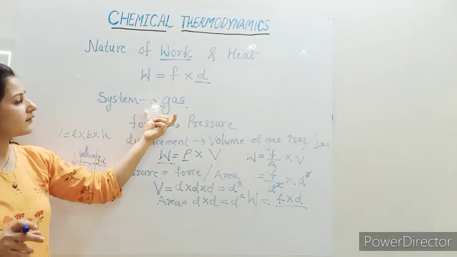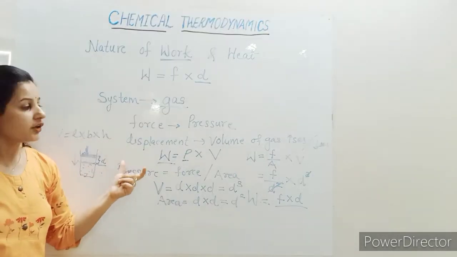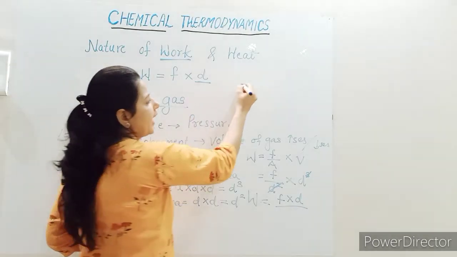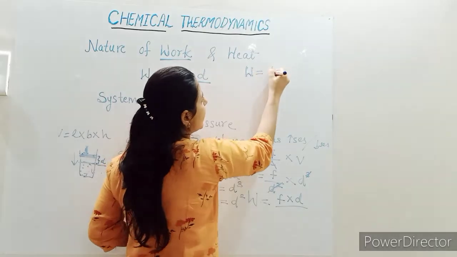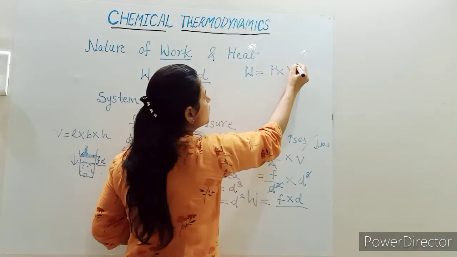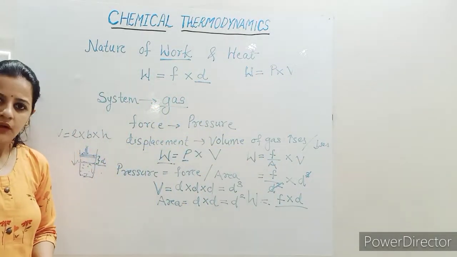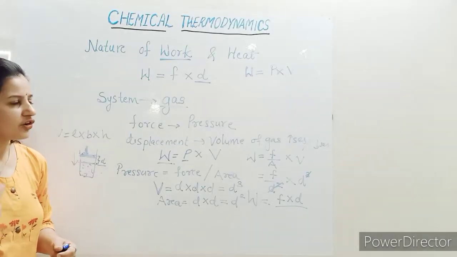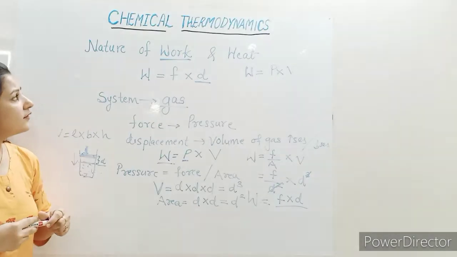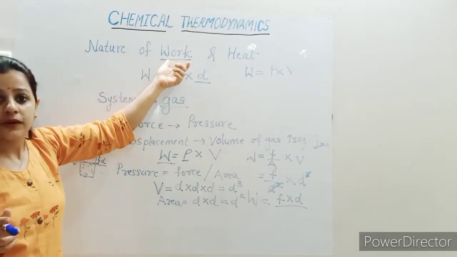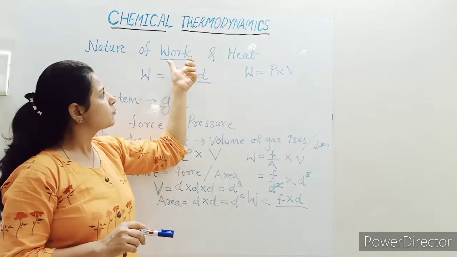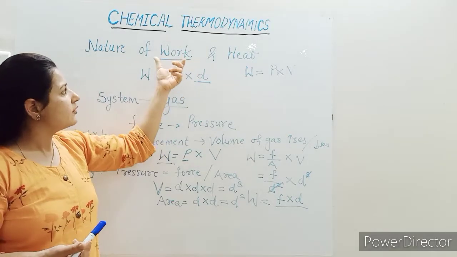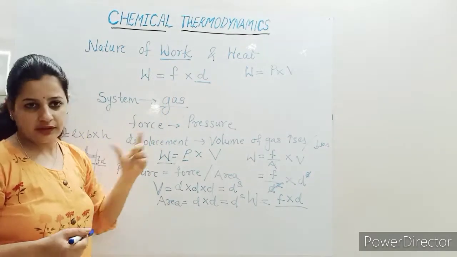So for a system consisting of a gas, the work done, W, can be written as pressure into volume. Have you understood this? Pressure into volume. So this is the nature of the work for a system consisting of a gas. Now we are going to see some examples using this expression.